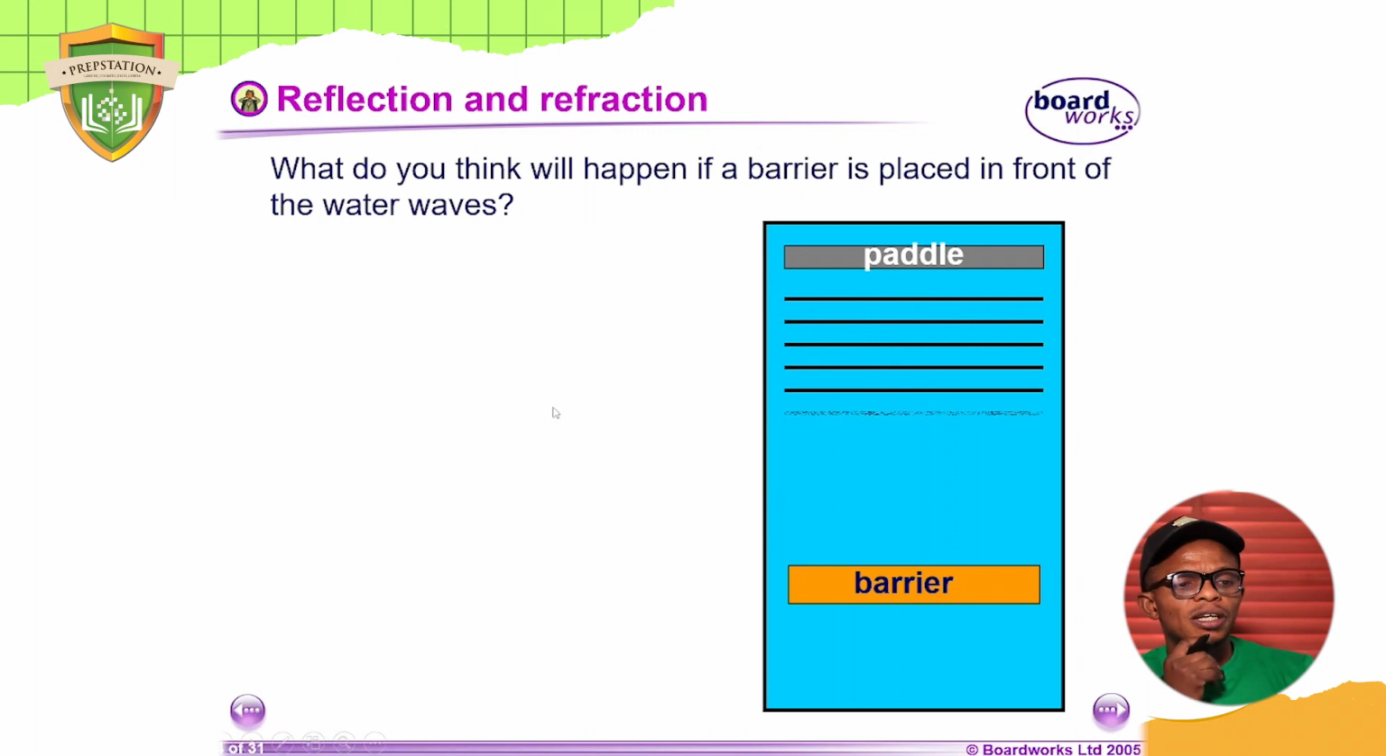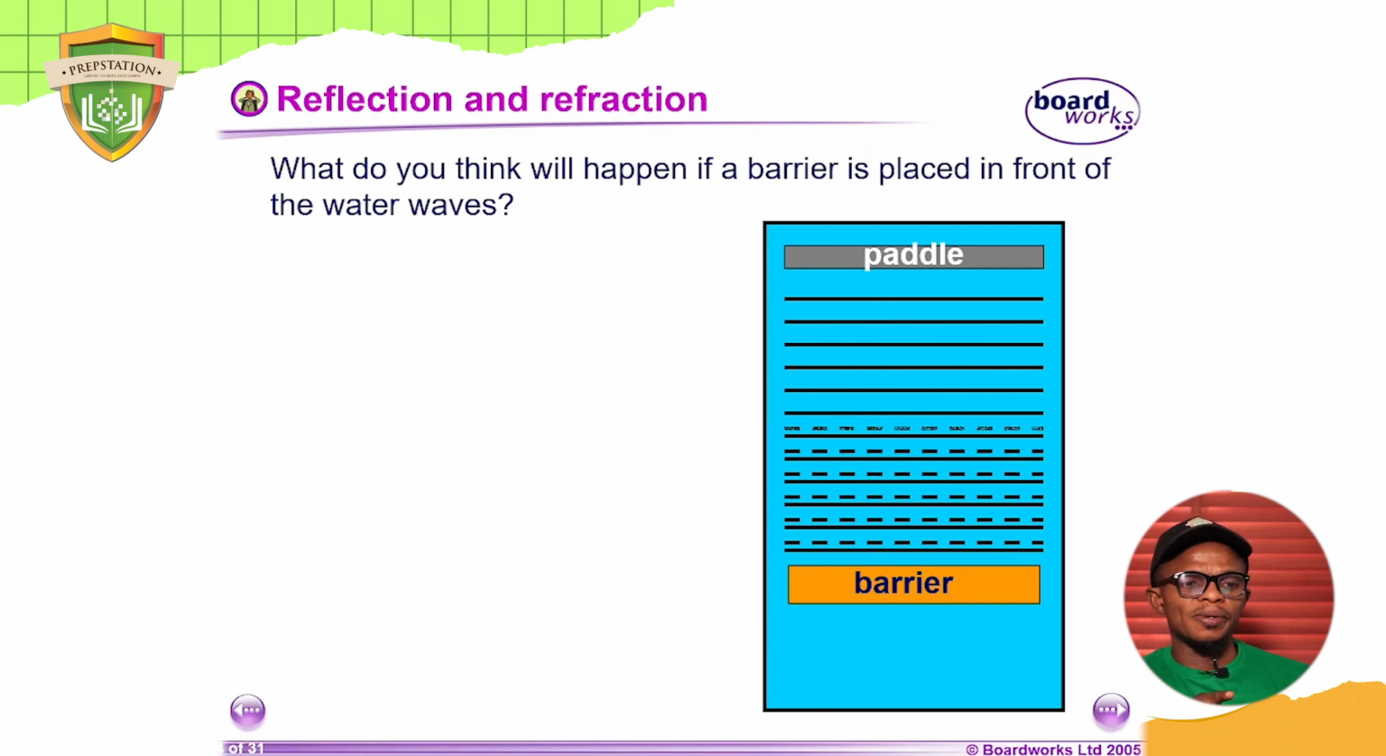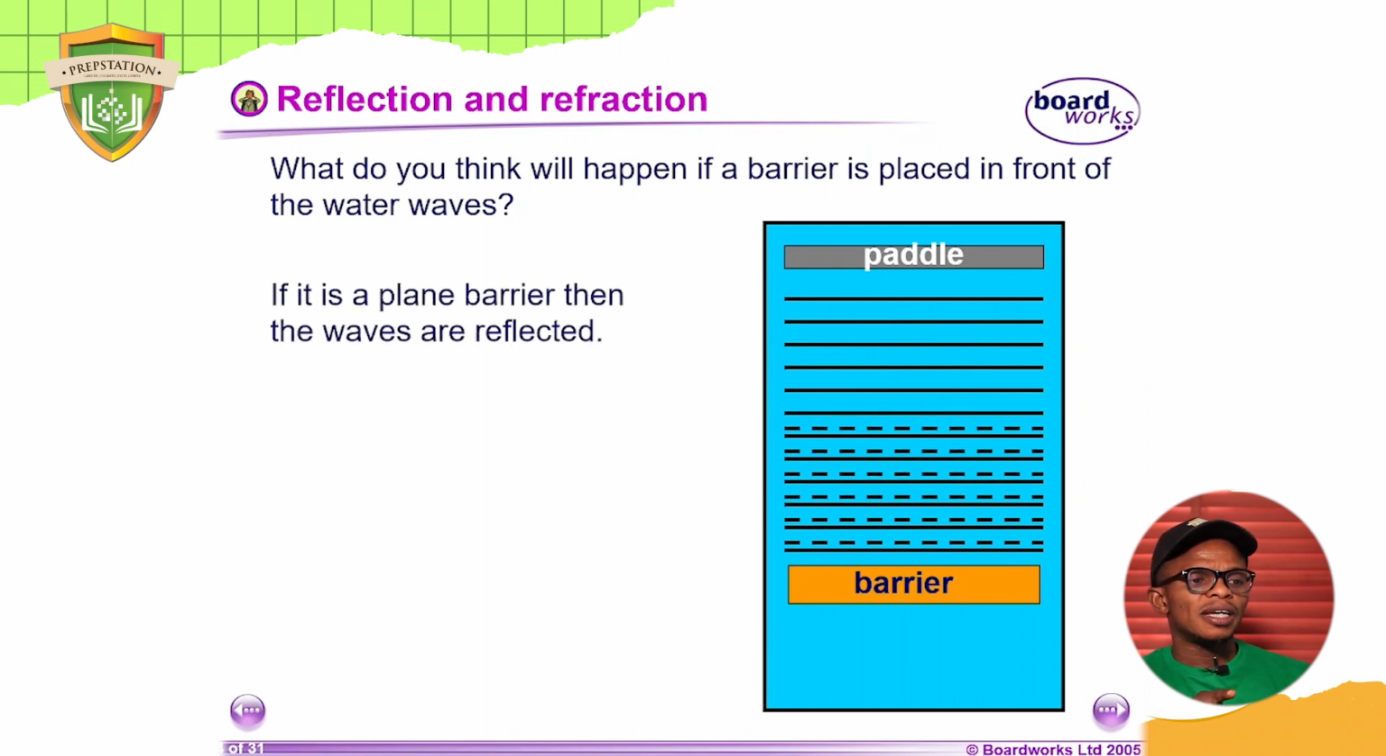Now, watch this. The black lines represent the waves that have been generated. Now, what did you notice? Just look at that. It is a plane barrier, so the waves are reflected. Did you get that? What was generated was plane waves. And if the barrier is a plane barrier, what will you get? Reflection.